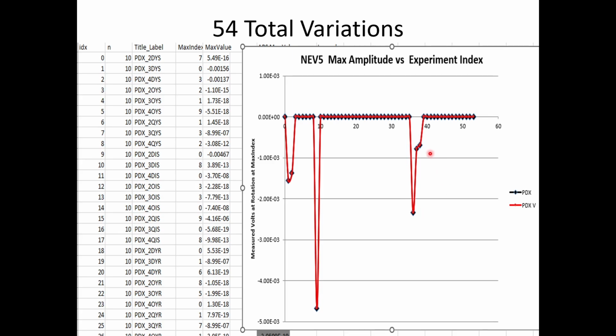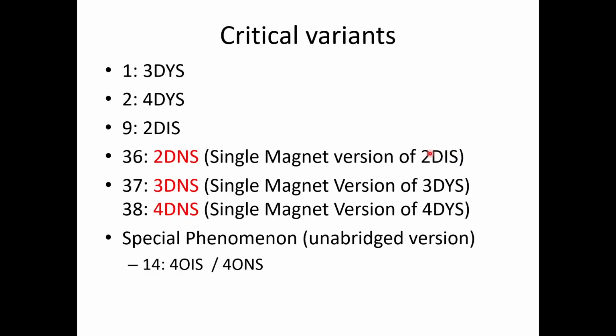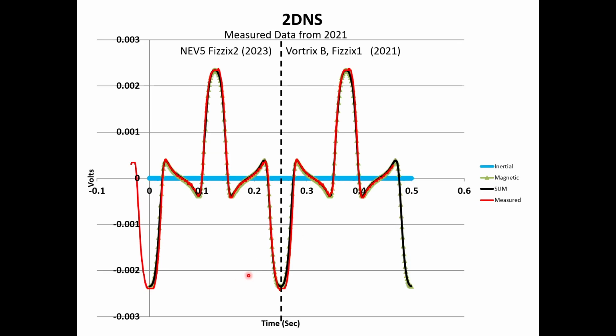And that's all when I took the data, the year was 2021 when we actually did the experiments to confirm the NEV5. That was the important point, that we got the values where we should have gotten them, and we got 0 where we should have gotten 0. But we're just going to show you the ones that have some very interesting signals. Okay, and so we're only going to look at the single magnet versions because they're the ones we have data of. And for the unabridged version, we're going to look at some special phenomenon that's occurring in the 4OI and the 4ON systems. Okay, so this is the 2DNS.